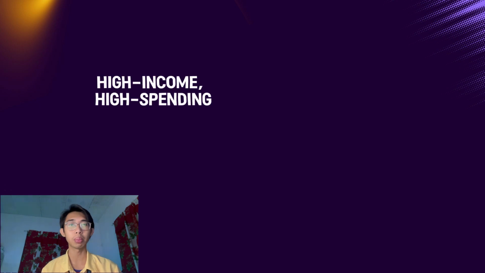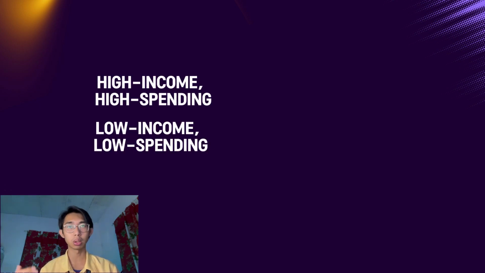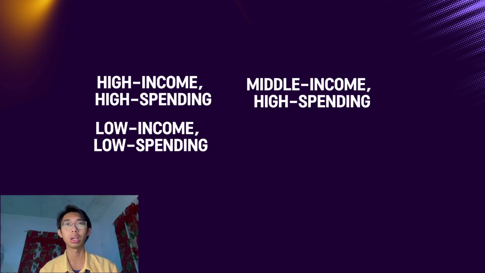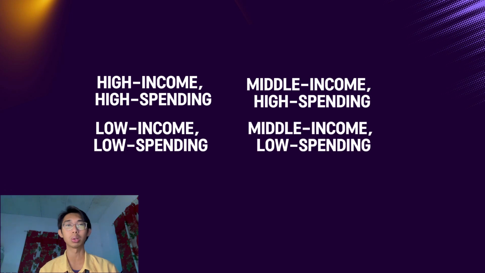So from our 4 clusters, we can identify these types of customers: high income, high spending customers; low income, low spending customers; middle income, high spending customers; and middle income, low spending customers. And the other part is the noise points, or the outliers.